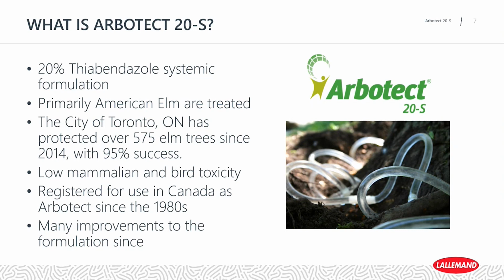Arbotect is a systemic fungicide with a 20% thiabendazole formulation. It's primarily used on American elms and has been around in Canada for a few decades. The formulation has changed a bit. It used to be more concentrated, but it has now settled on 20%. And it's a product that is being used on thousands of elms across the country, including in the city of Toronto, where close to 600 trees are treated on a 3-year cycle with a success rate of over 95%.